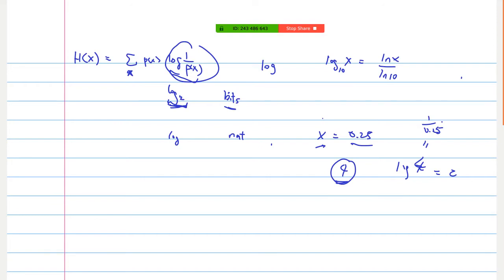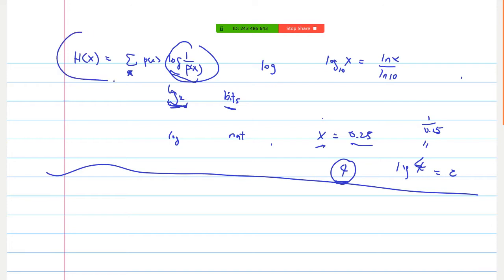And okay, now let's look at some properties of this entropy. Let's first just consider a binary case. Let's say x just takes 2 values. For example, like the example we had last time, flipping a coin, it can take head or tail.